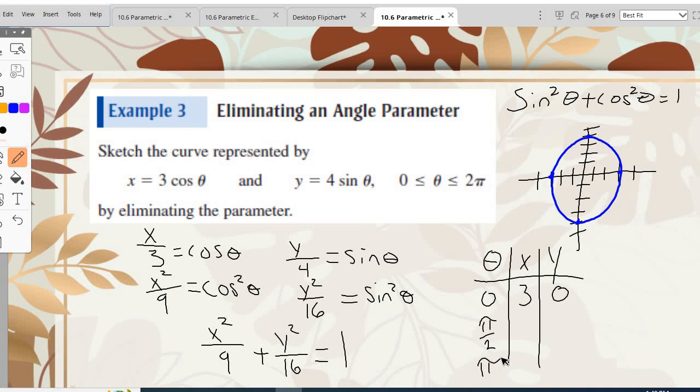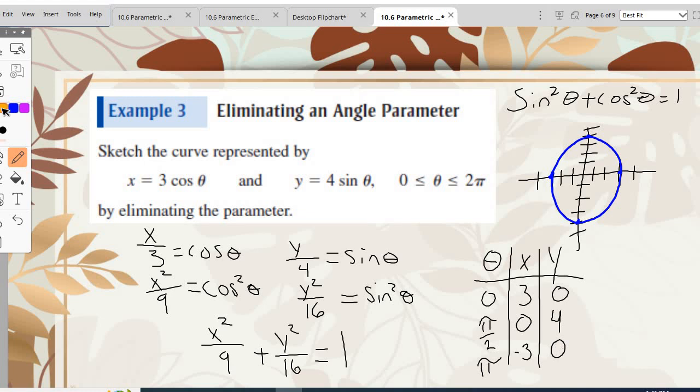What do I get if I plug in pi over 2 into my cosine? What is cosine of pi over 2? 0. What is sine of pi over 2? So we get 4, right? And then what is cosine of pi? Negative 1, so we get negative 3. And then sine of pi is still 0.